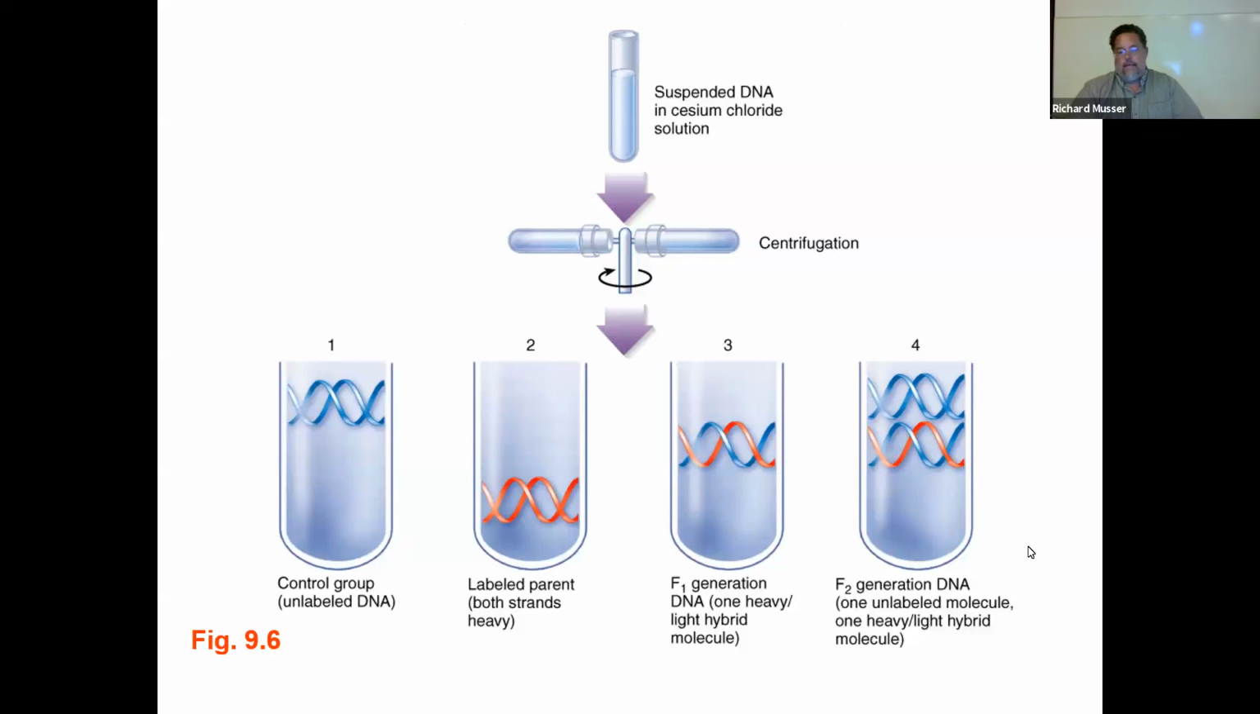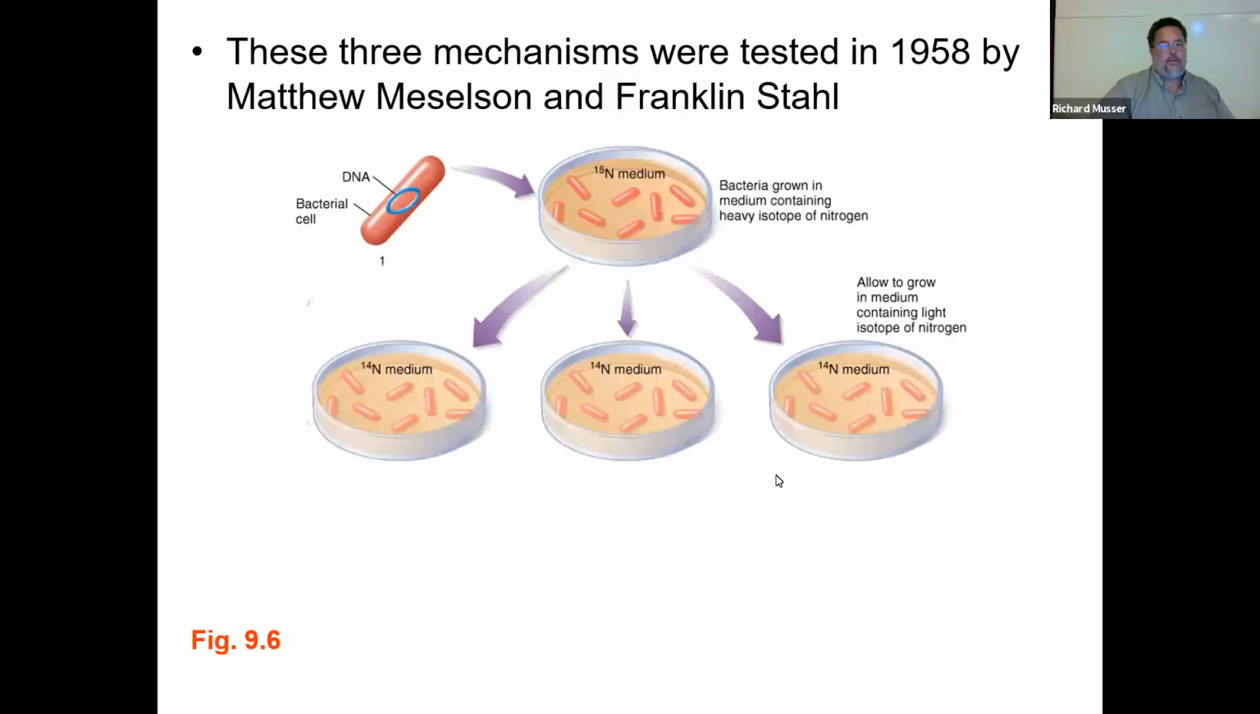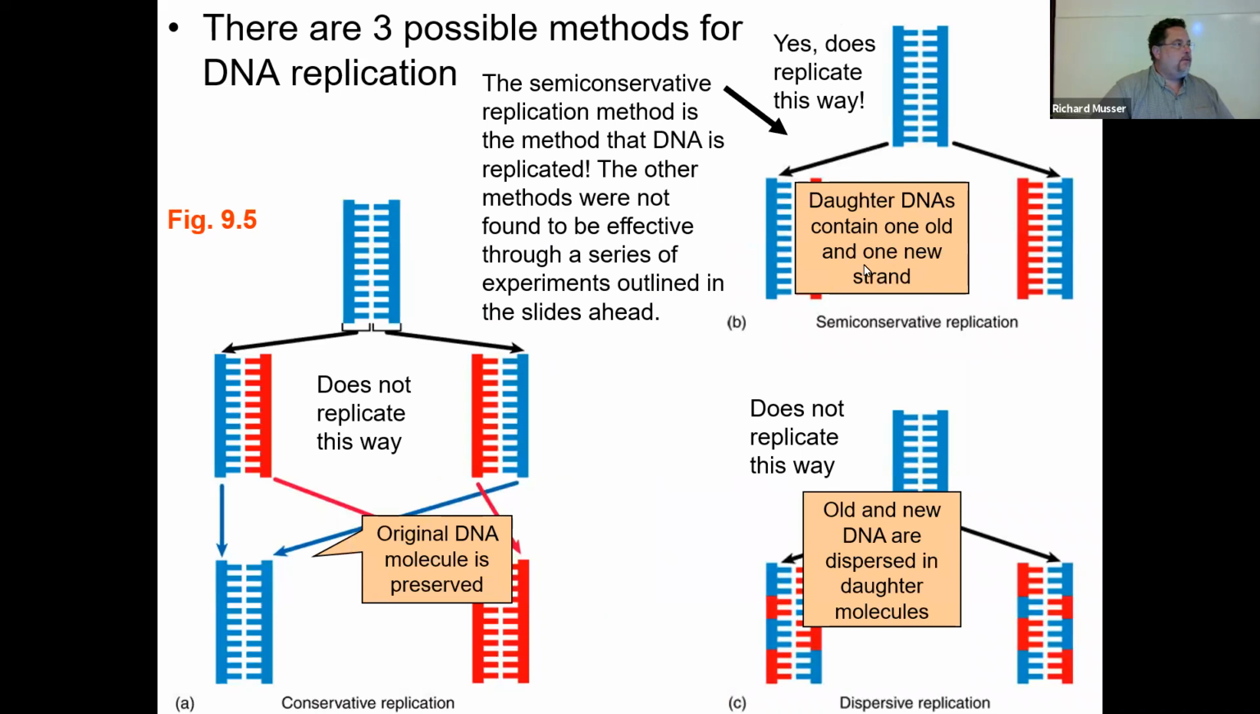And then when they mixed it in with other bacteria, they would see that it was floating near the top and in the middle. So this provided evidence that the semi-conservative replication was taking place because half of the radioisotopes and half of the new isotopes would come together.